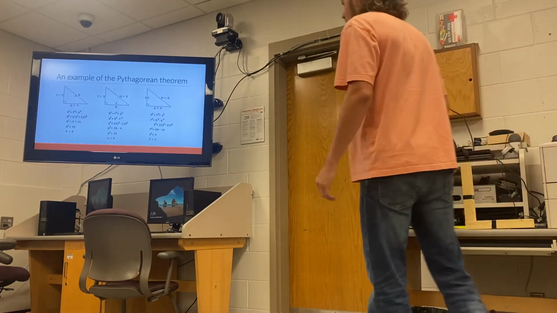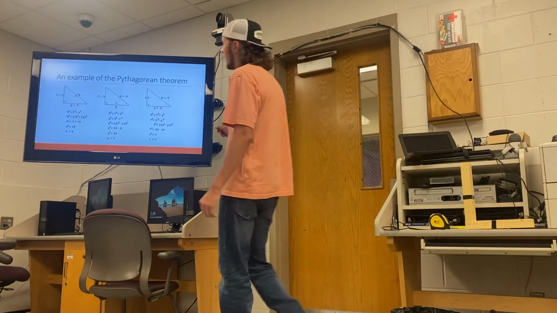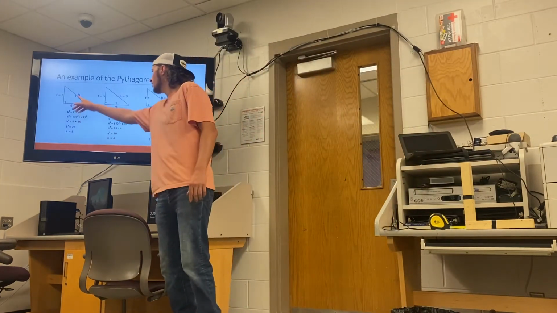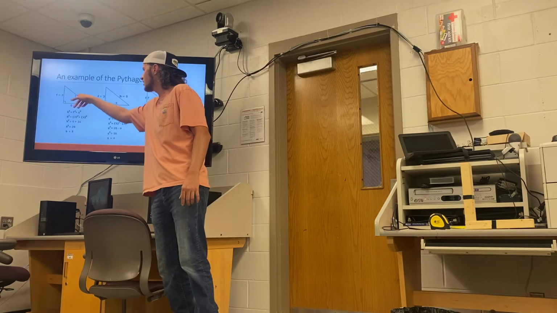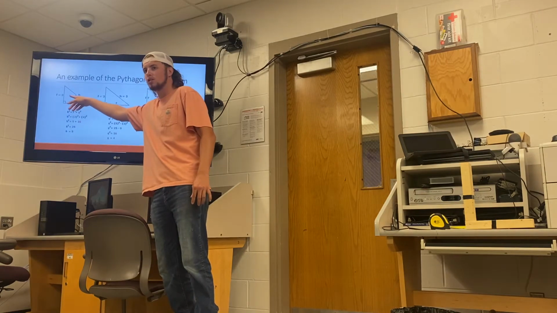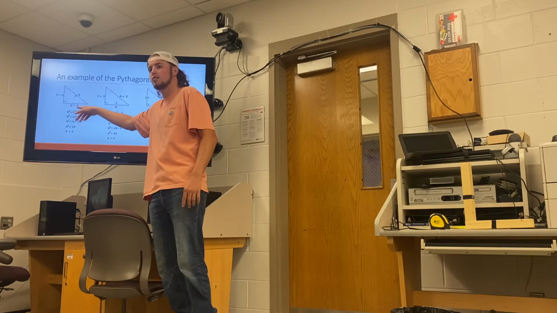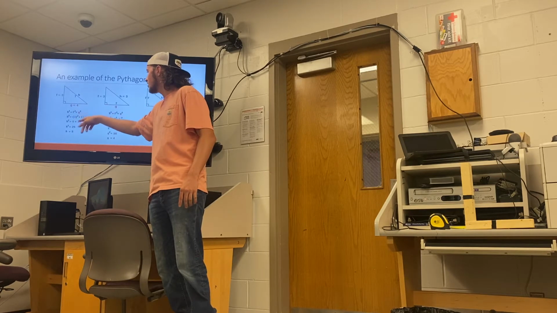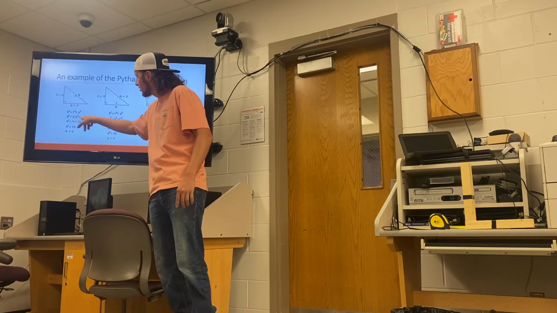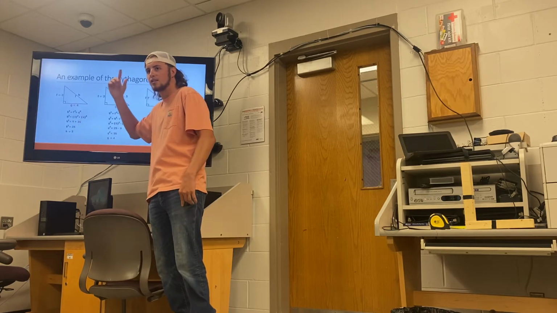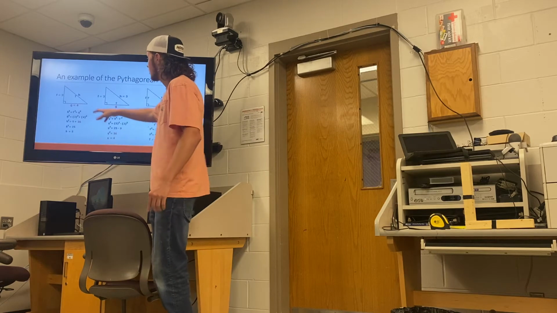Most of these are 3, 4, 5. So we've got 3, 4, then this side is unknown. Anybody know what 3 squared is? 9. 9, right? And then 4 squared? 10. Close. 16. So 9 plus 16 equals 25. The square root of 25 is 5. So this longer side is 5.